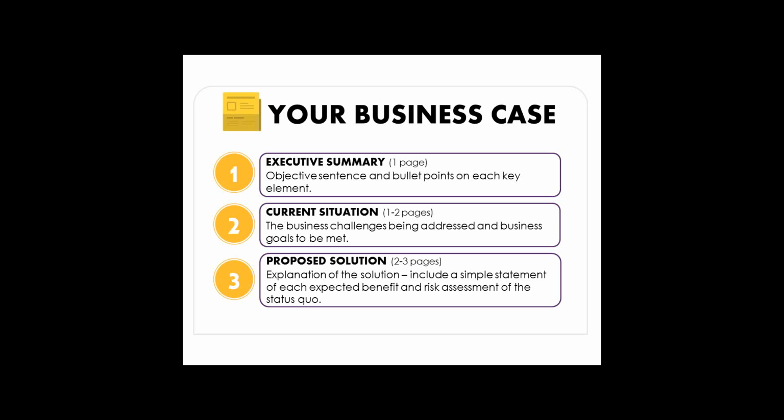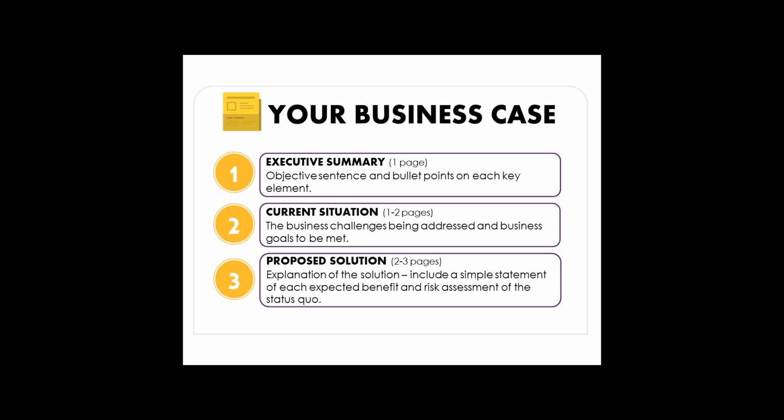Okay, so I want to wrap up my part of the presentation with this short explanation. We've talked about the elements of a business case, so you've gotten all this pulled together. So how do you physically present it to your C-suite? It's pretty straightforward. You start off with a one-page executive summary. This is an objective sentence and bullet points on each key element. Your executives really just want to top line it. I just want to see quickly what it is I need to understand. Give them bullet points.